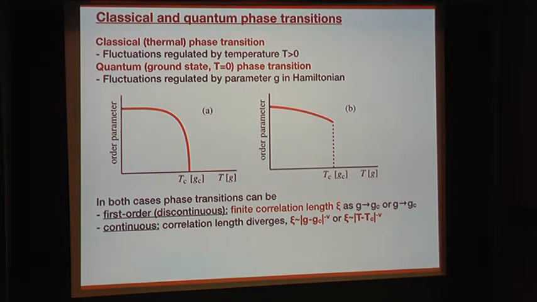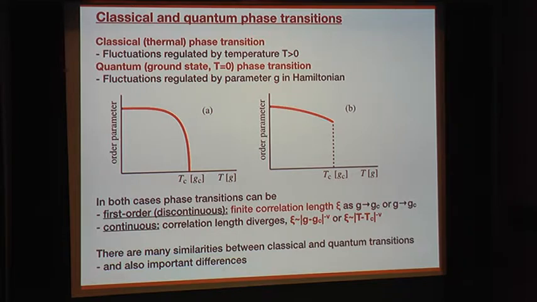In both cases, we can have first order or continuous transitions. In the first order transition, at some point the order parameter just jumps. In the continuous case, there's some power law behavior. In the first order case, the correlation length remains finite at the transition. In the continuous case, we have a correlation length that diverges with this exponent that we call nu, either as a function of the control parameter or as a function of the temperature.